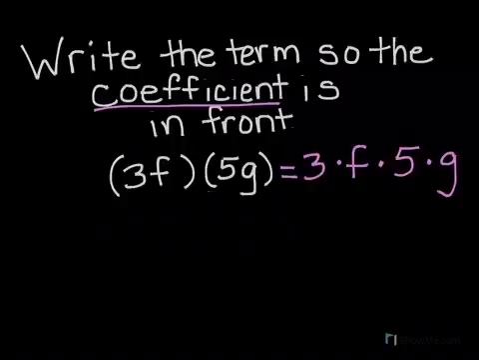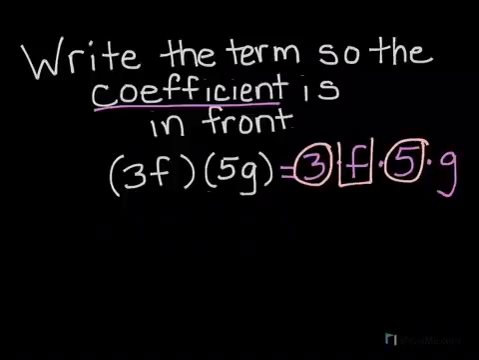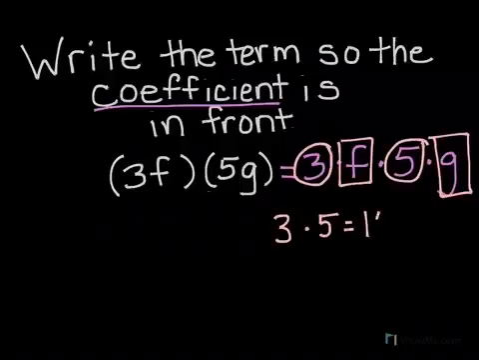So like before, I can circle anything that is the same. And then I'm going to put a square around anything else the same. So if I take the 3, I have 3 times 5. I know that is 15. And then the squares, I have f times g.